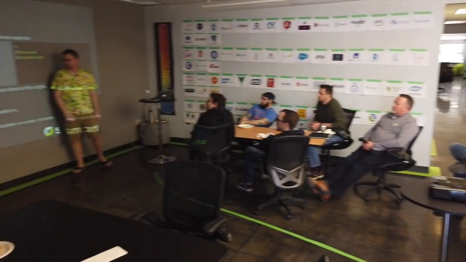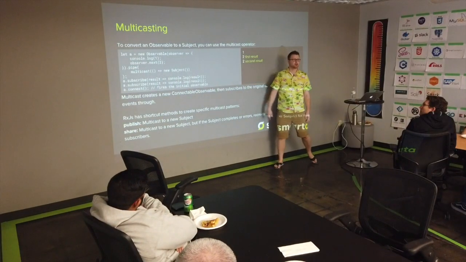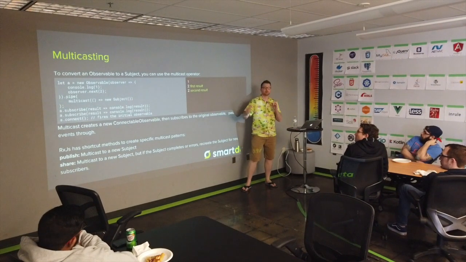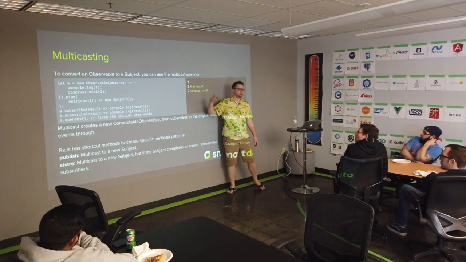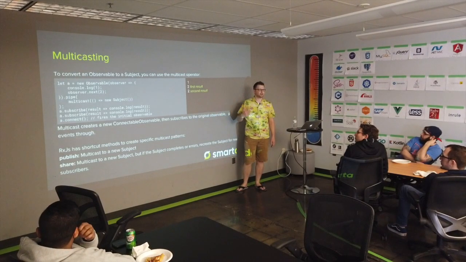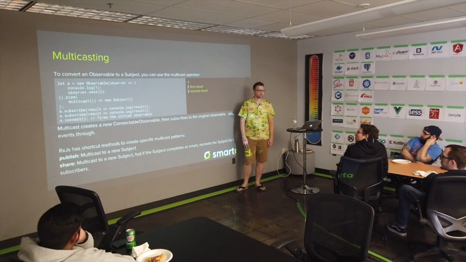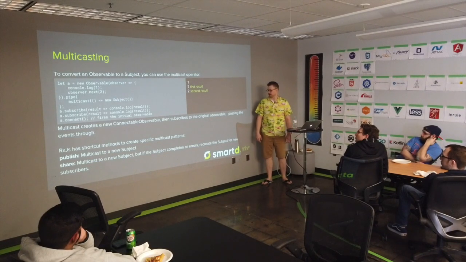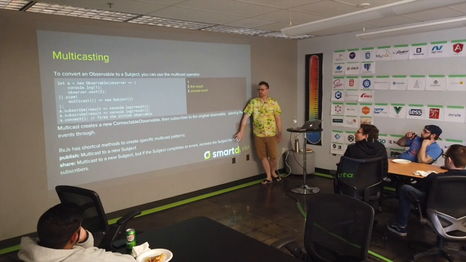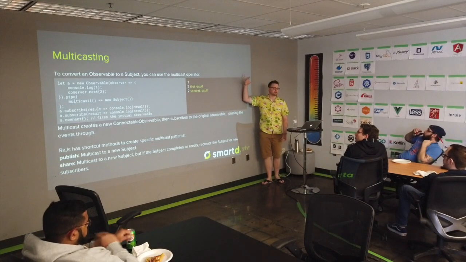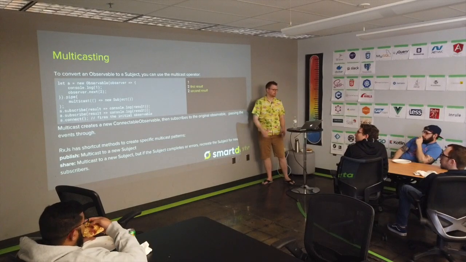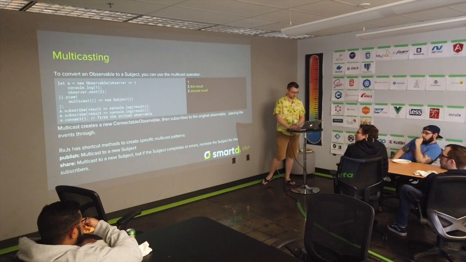Share, on the other hand, will multicast to a new subject, but it also has the additional benefit that after the subject's complete, it will refire this initial observable if any new subscribers jump in after it's completed the first time. So they'll get responses too. There's a little bit of a difference there, but basically, if you're confused about the differences, multicast is the base class, and publish and share are just derivatives on top of that. So there's not a whole lot of weirdness there.